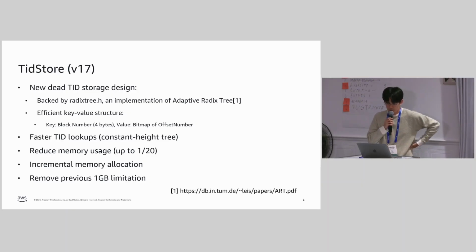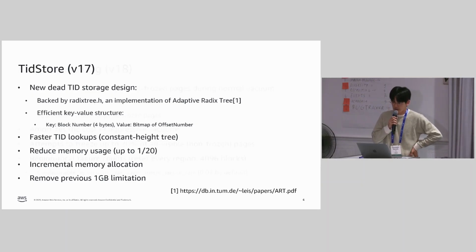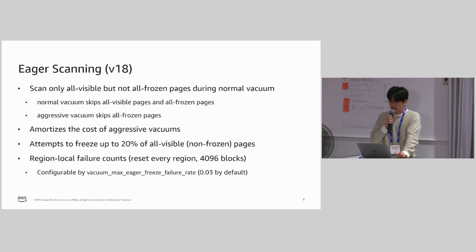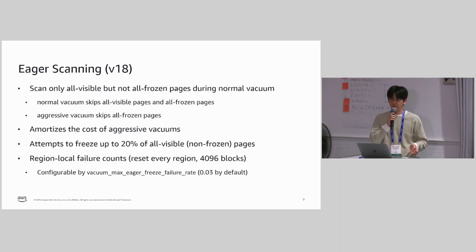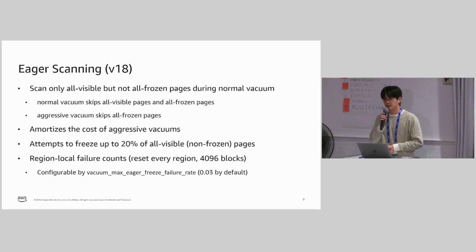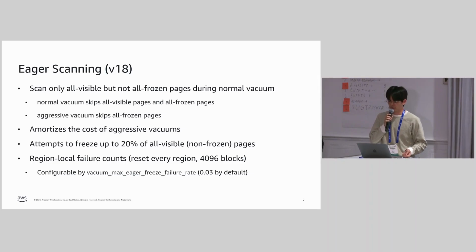So let's move on to what's coming next in Postgres 18. One of my favorite features in Postgres 18 is eager scanning. Currently, vacuum has two types of scans. The first one is the normal vacuum, which can skip all-visible pages and all-frozen pages according to the visibility map. This is the most efficient scan method in order to remove the garbage tuples.